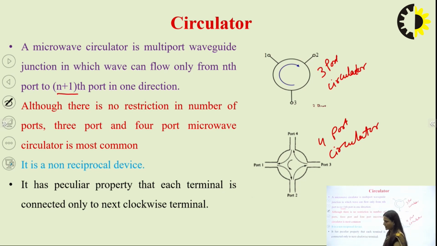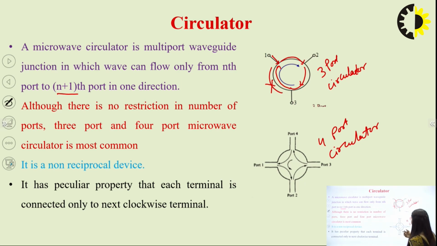in one direction. It means if it is a 3-port circulator, then the signal will be propagating among 3 ports. If it is 4-port, then 4 ports. But the condition is that it will allow the signal to propagate into only the next port itself. It means anything coming into port number 1 will go to port number 2, not port number 3, right? And 2 is connected to 3, and 3 is connected to 1. In the reverse direction, this propagation is not possible.